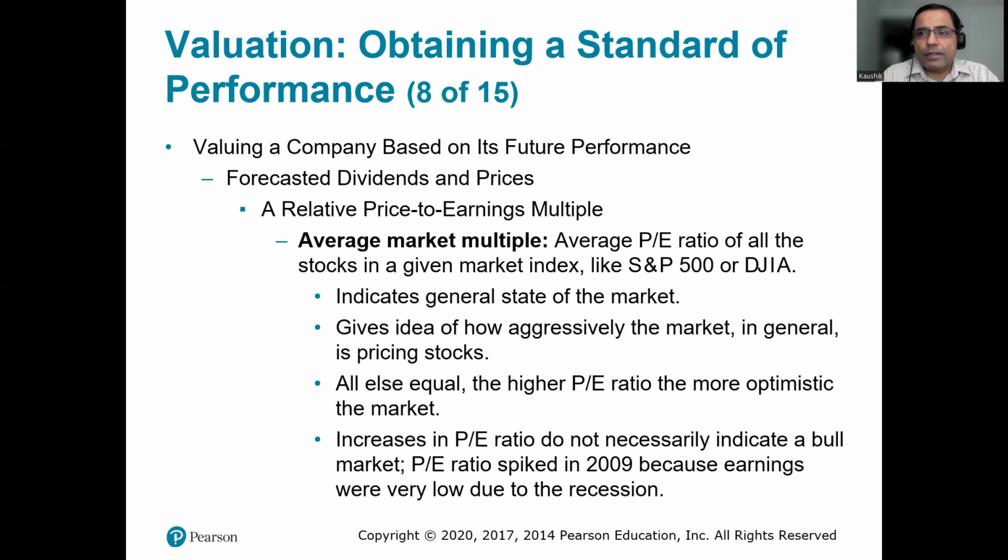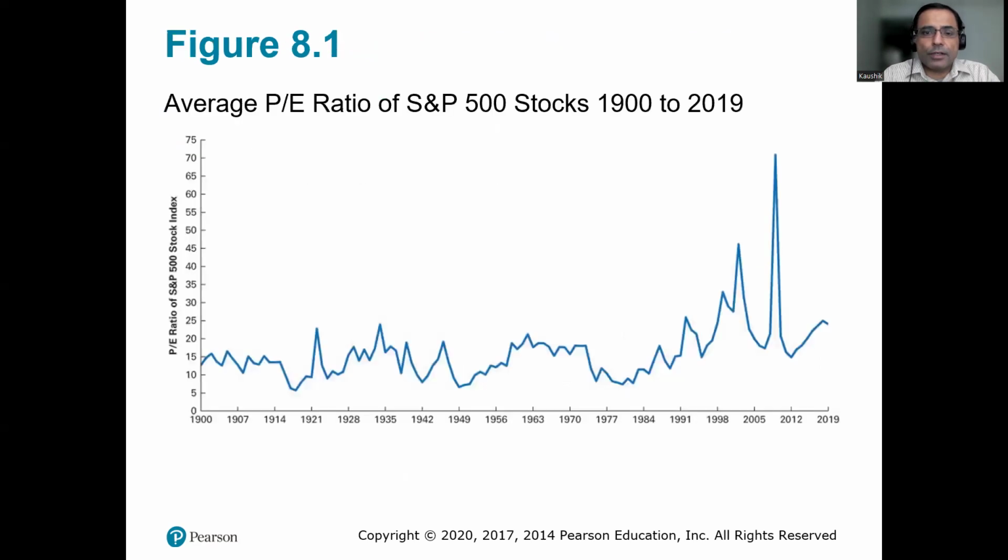For example, the financial crisis of 2008 and 2009. Most companies had very low earnings, because of which the PE ratio for the companies increased, as well as the market PE also increased substantially. So you can notice it in this graph. We have the PE ratio of the market index, S&P 500, and we see a significant increase in 2009.